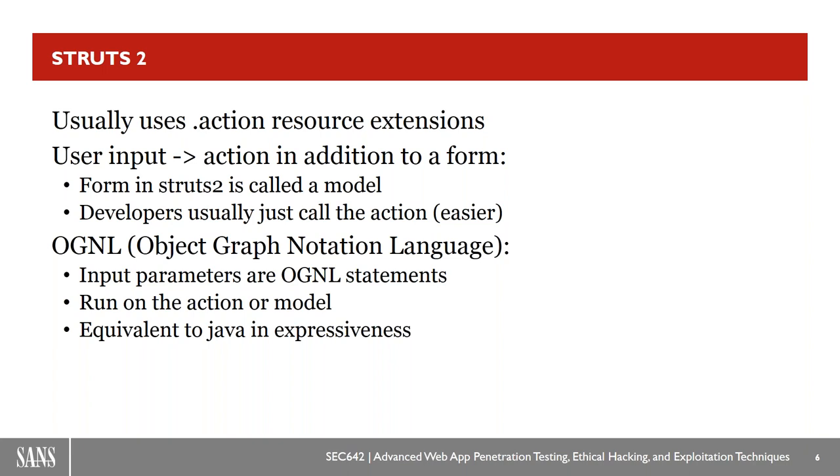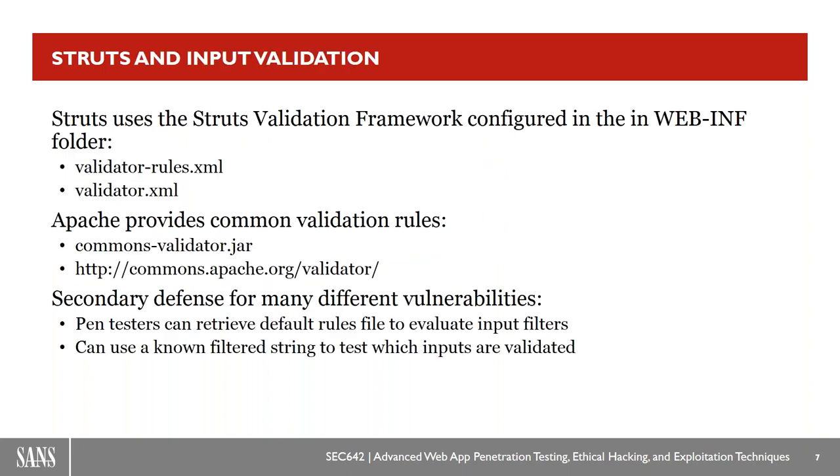OGNL, JSON, XML, and others are different methods of exchanging parameters and data from client to server and server back to client. So input parameters here are called an OGNL statement, and they run in the action or the model on the server, and they're a method of interchanging data. There you go. Doesn't sound like a big deal, but when you have your own interchange data transfer format, it's possible there are problems. Now, Struts does have security built into it.